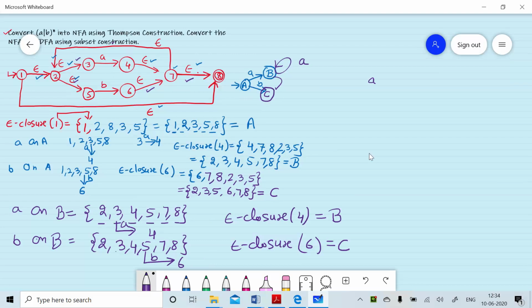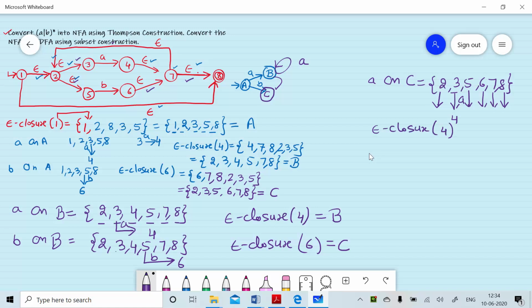Now we will discuss what will happen if we read A on C. So the C set includes 2, 3, 5, 6, 7, 8. On reading of A on 3, we are moving to state 4. We cannot read A on 2, A on 5, A on 6, A on 7, A on 8. So we will find out sigma closure of 4 that we had already determined, and it is equal to B. So on reading of A on C, we will move to state B.